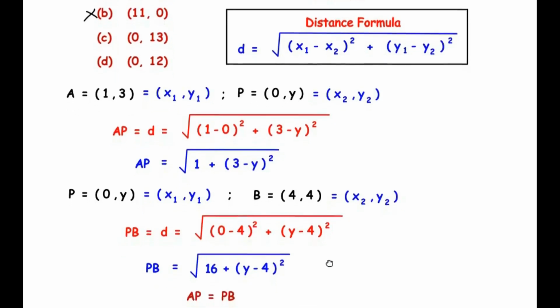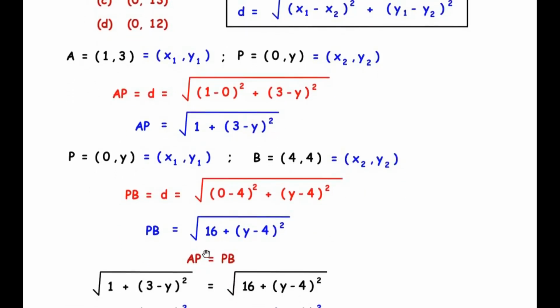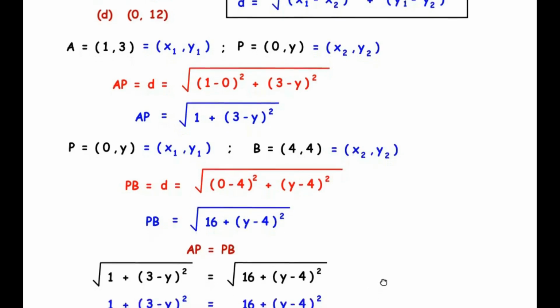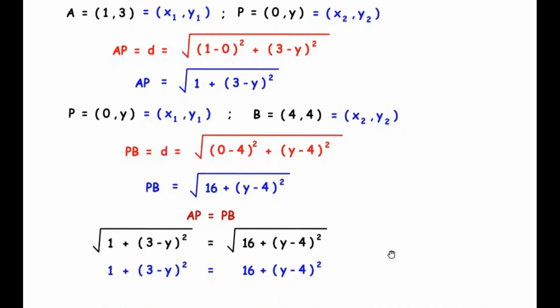Since we are trying to find AP equal to PB, we have equated the value of AP we have got to the value of PB. Now the square roots will get cancelled from both sides of the equal sign. So we are left with 1 plus (3 minus y) the whole square equal to 16 plus (y minus 4) the whole square. After this, I am going to show you two methods to solve this problem. You can choose any method which you find easier to use for multiple choice questions.